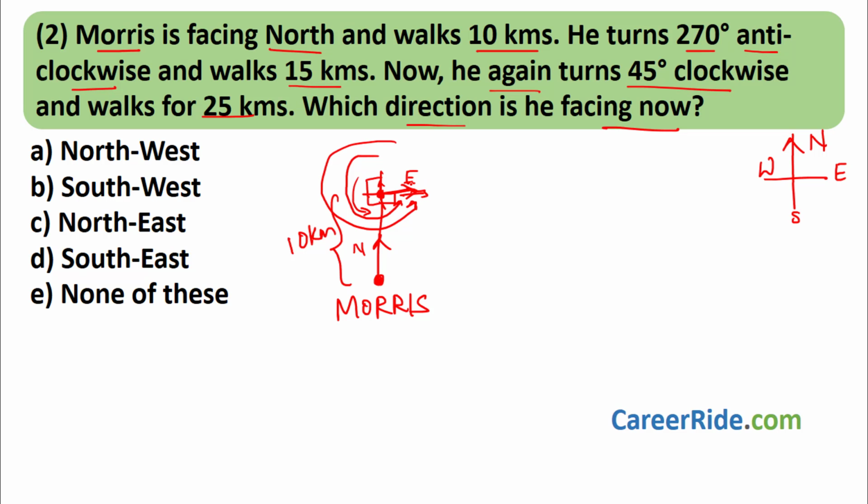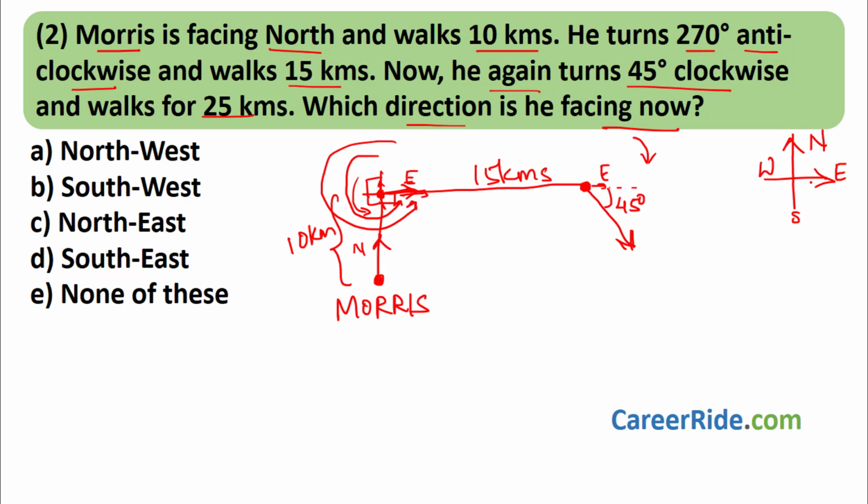And now Morris walks 15 kilometers in this direction. Now Morris is over here, facing east, correct? Now again he turns 45 degrees clockwise. What is clockwise? Like the hands of a clock. So it is like this. If this is a straight line, this is 45 degrees, correct? So Morris turns 45 degrees.